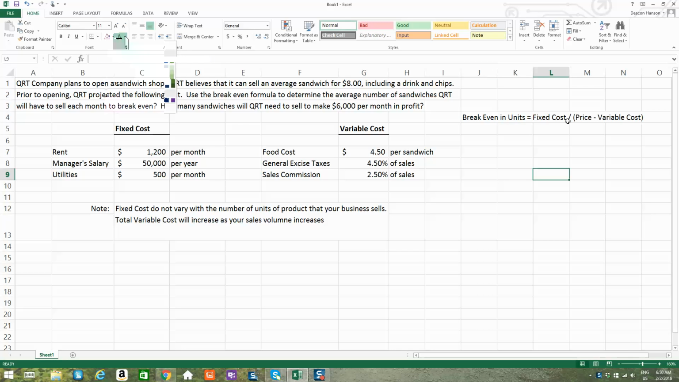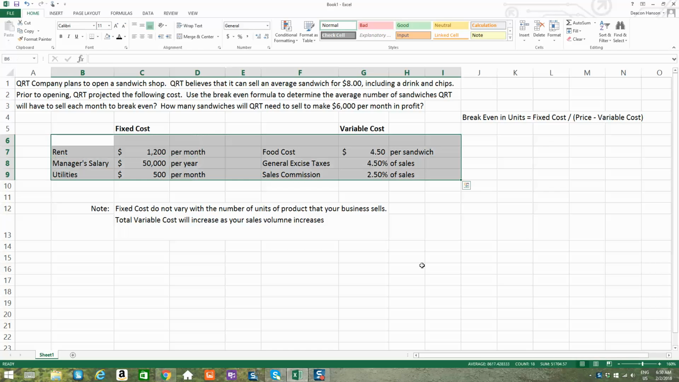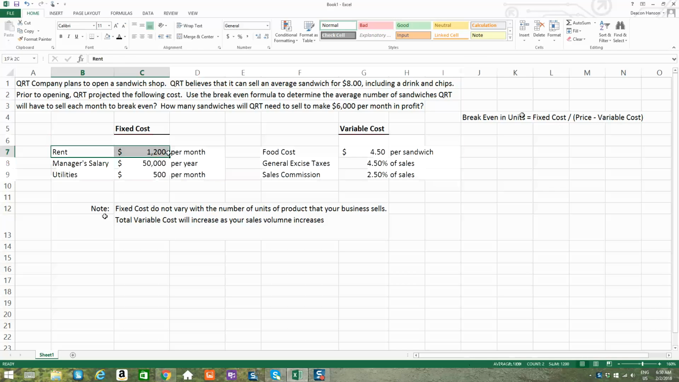Right, we're looking at a monthly thing. So number one, rent's okay for that numerator, the fixed cost piece. Rent is $1,200 per month, but look at this, we got manager's salary, that's $50,000. So we'd have to divide the $50,000 by 12 months to get the monthly amount. So I'll go ahead and do that. I'll do that down here.